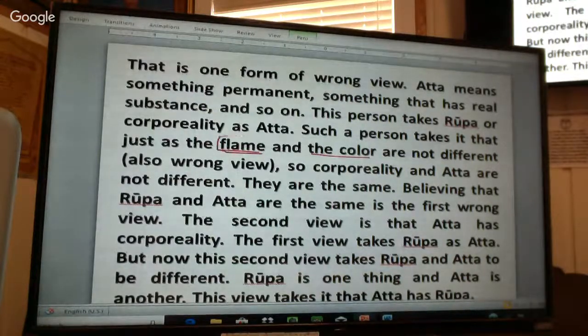The flame, the candlelight. When you see the candlelight, at the top of the candlelight there's a flame. The flame has a very yellow color. So the flame of the candlelight and the yellow color are not different. Their view is like this: the rupa and atta are not different, they are the same. But actually the flame and the color are different.